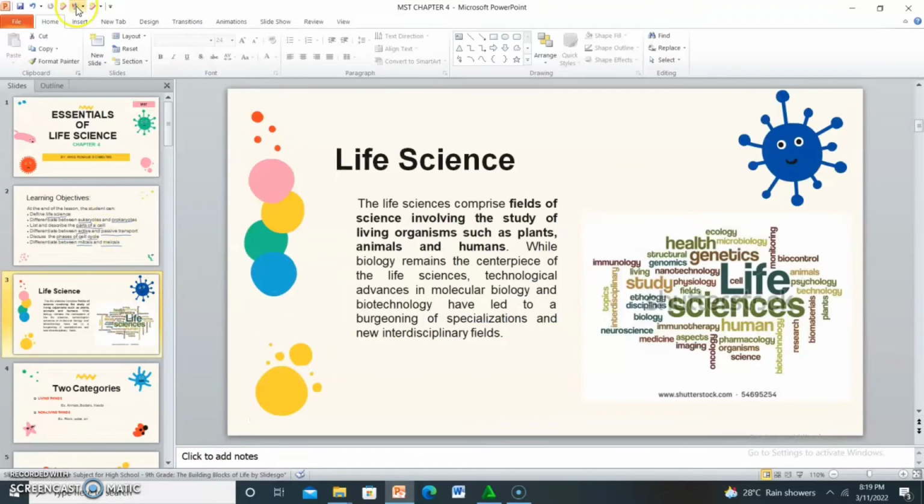So, life science is the complete field of science involving the study of living organisms such as plants, animals, and humans. In other words, life science is biology. Biology remains the centerpiece of the life sciences. Technological advances in molecular biology and biotechnology have led to the pursuit of specialization and interdisciplinary fields. So that is life science.